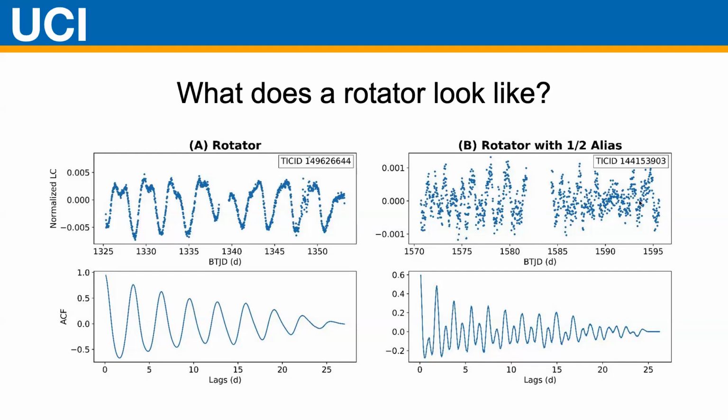On the right-hand side, we have another rotating star that's a little bit messier. This is a common complication that we run into that happens when you have spots on opposite hemispheres. And so you get a partial correlation at half the period. You have to be a little bit careful that you don't pick up the half-period aliases.